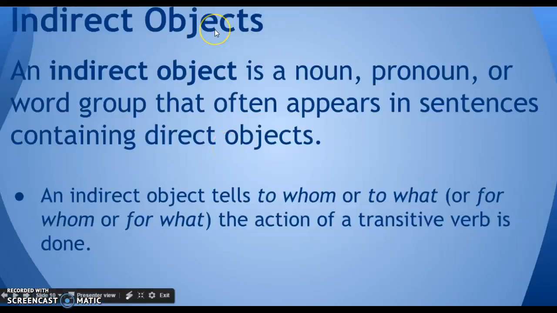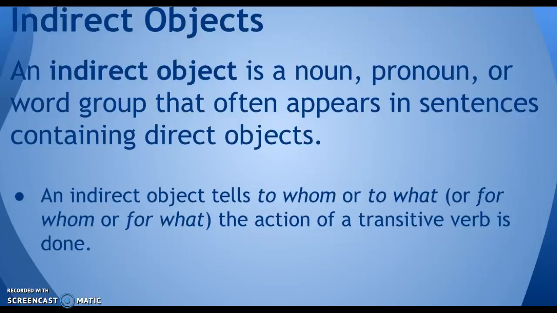In our last lesson, we learned about direct objects, and those were the nouns or pronouns, the people or things that were directly affected by the action. So if I said, I threw the ball, I is the subject, threw is the verb, and ball is the direct object because it is the thing that is being thrown. So it is directly affected by the action.